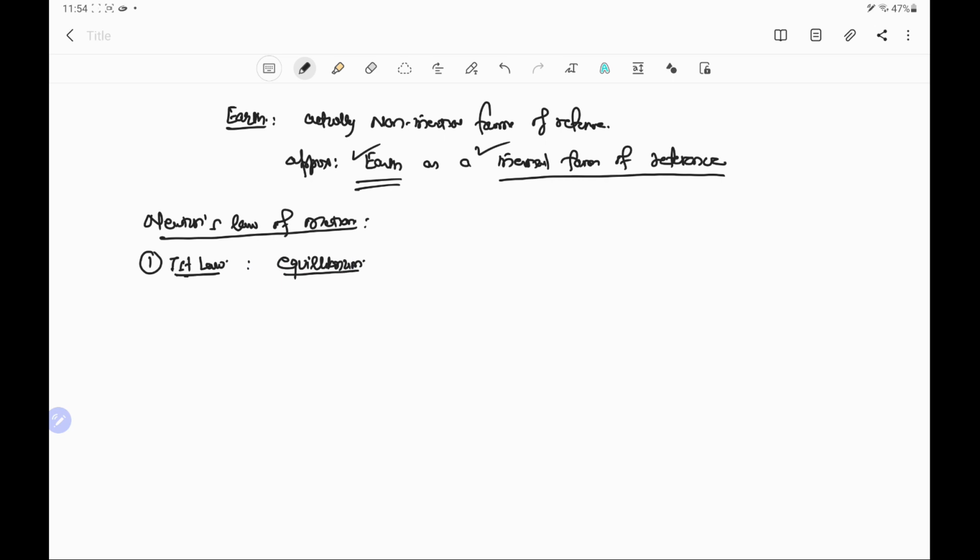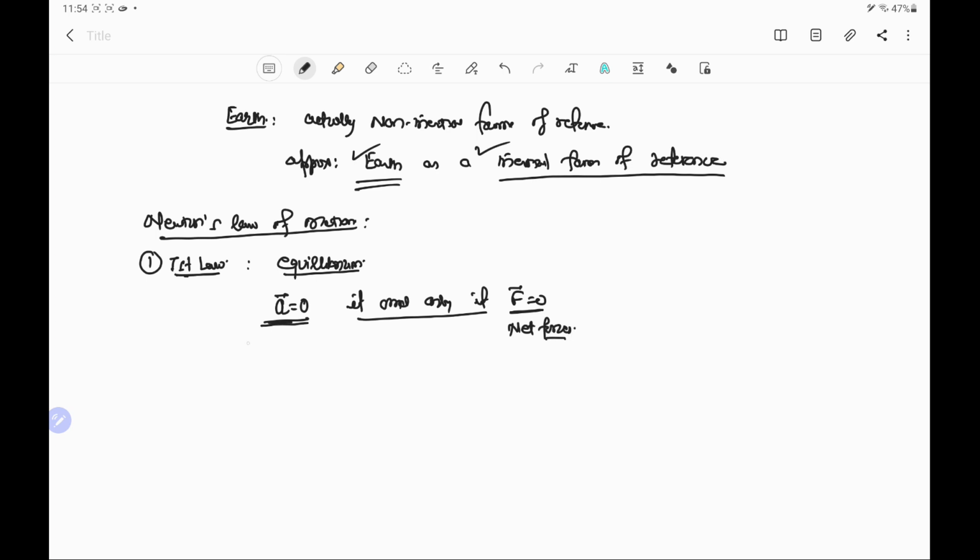If we define this law in terms of mathematics, we can write: acceleration of a body is zero if and only if F is zero. It means a body has zero acceleration if and only if the total net force on the body is zero.